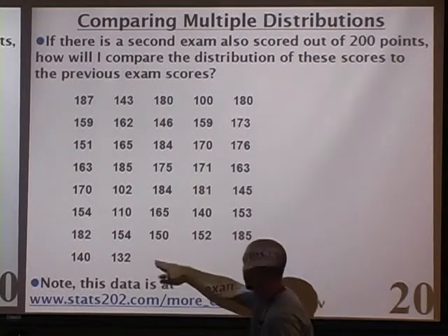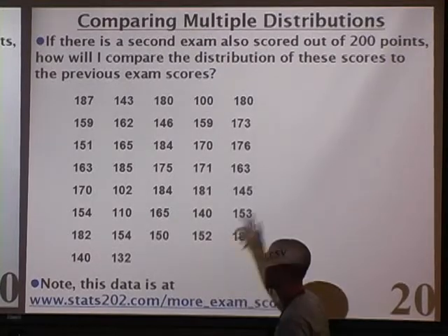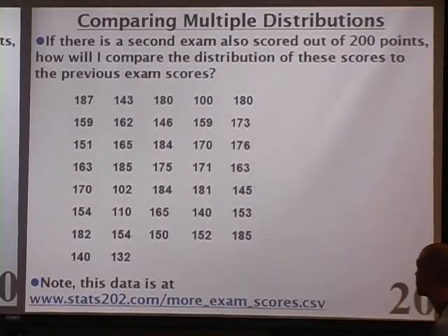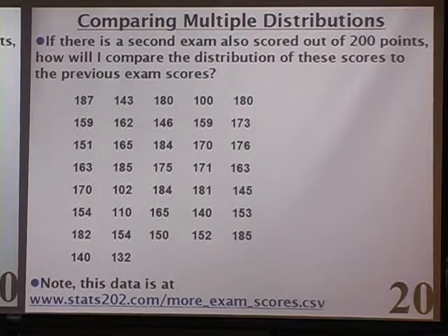There's also 3 people here that didn't even take the exam. There were 40 scores before. Now there's 37 scores. So the question of, is this exam harder? We have to think about how we're going to answer that question.